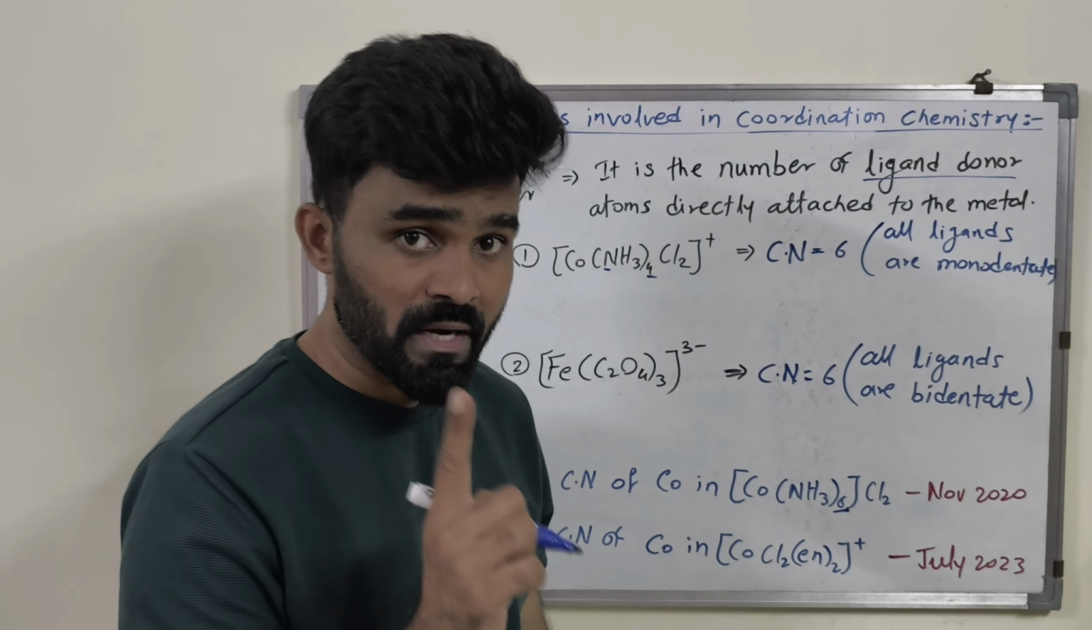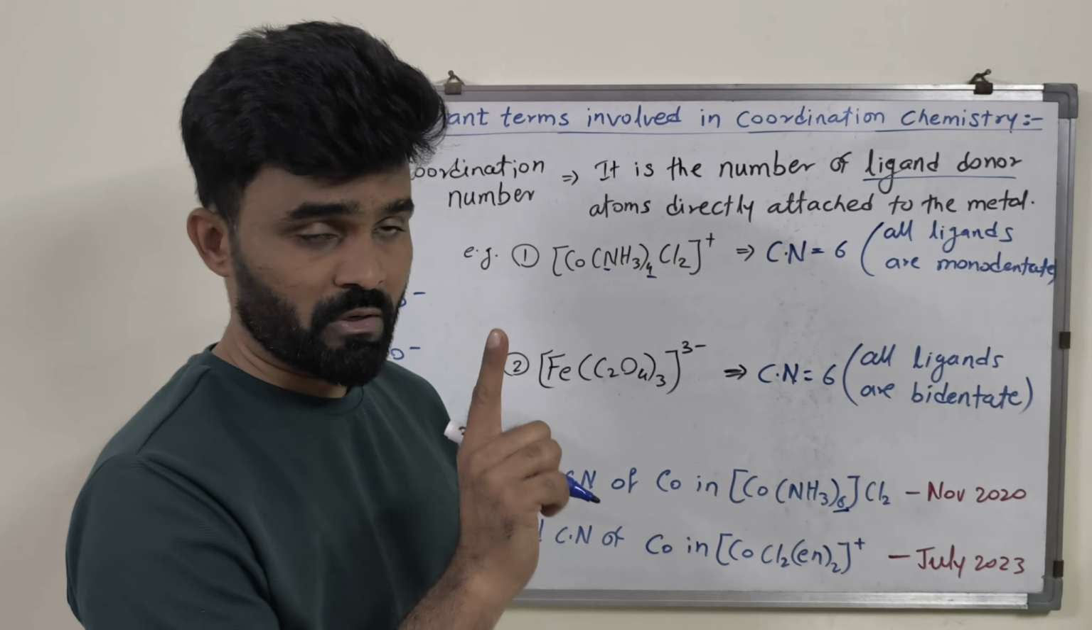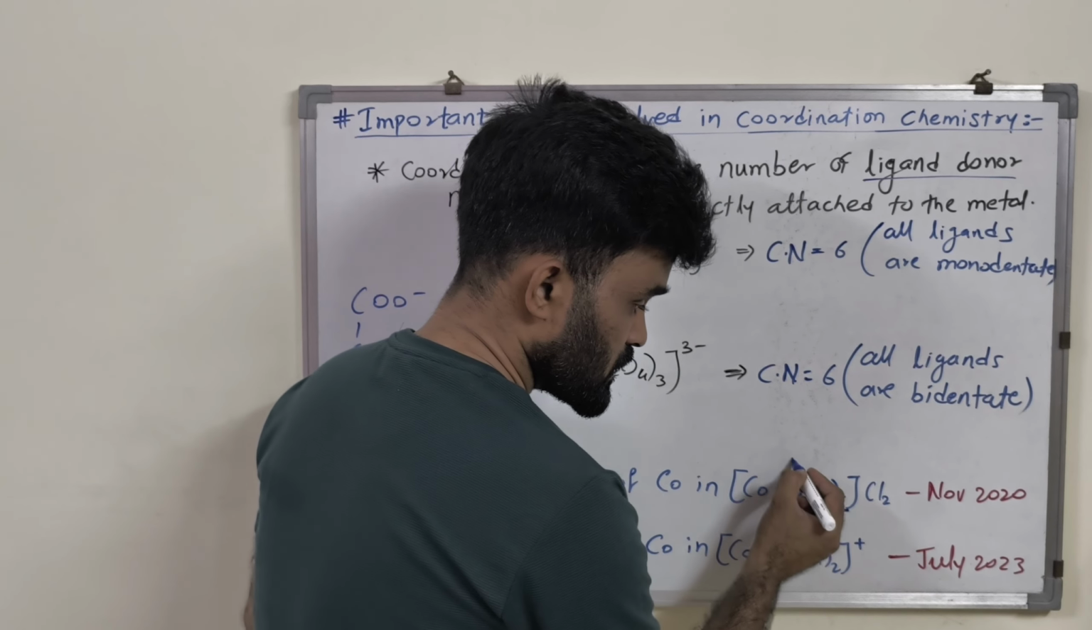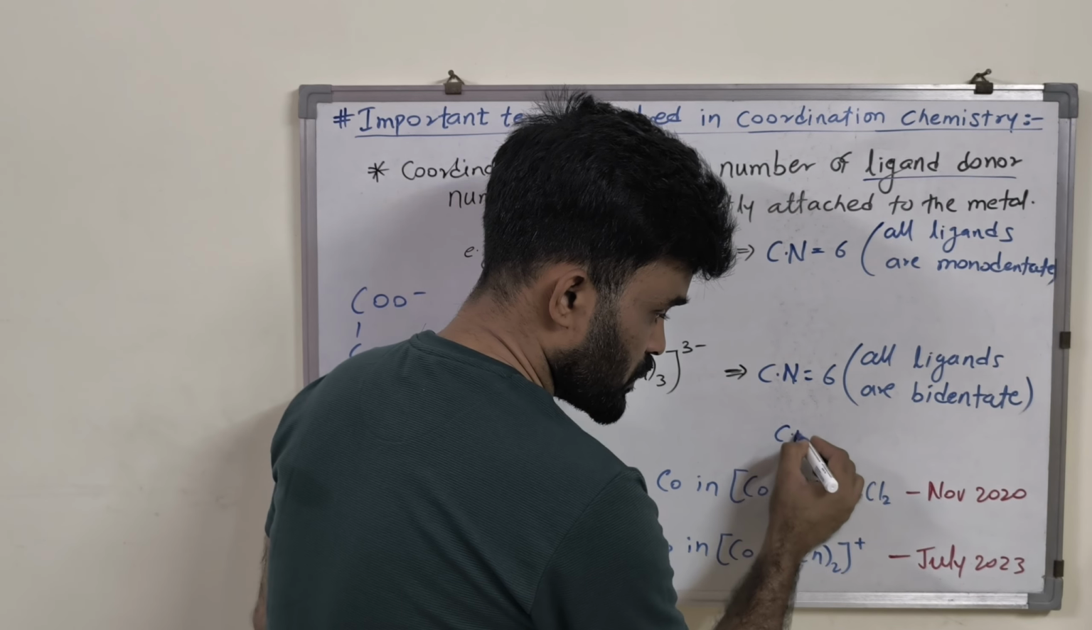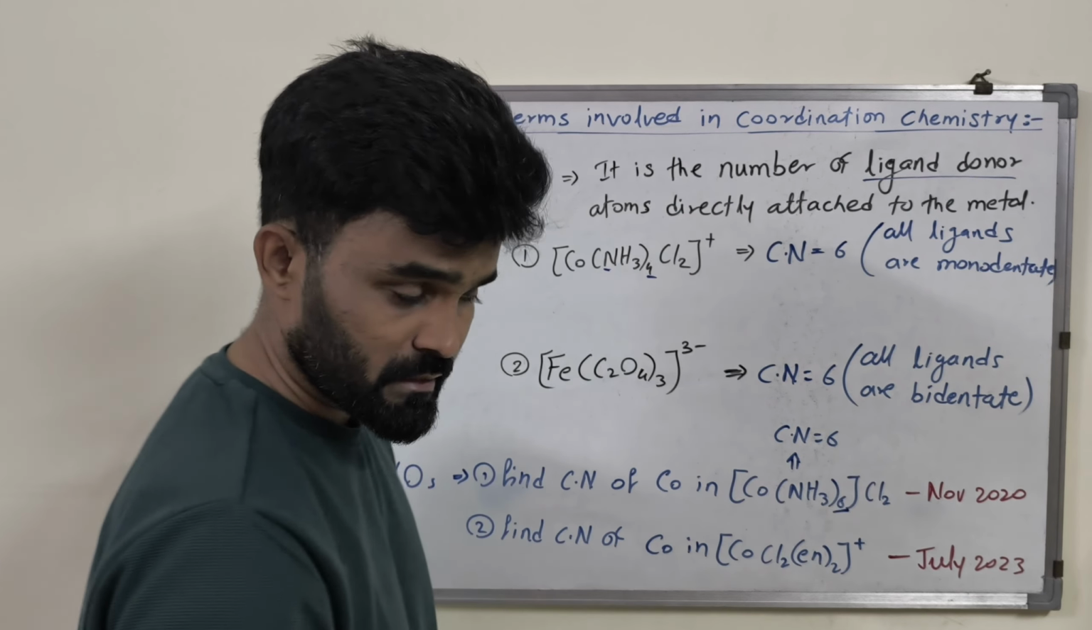NH3 is a monodentate ligand, so it is giving 1 donor atom only, and we have a total of 6. So here the coordination number will be equal to 6 again. Now find the coordination number of cobalt in [CoCl2(en)2].